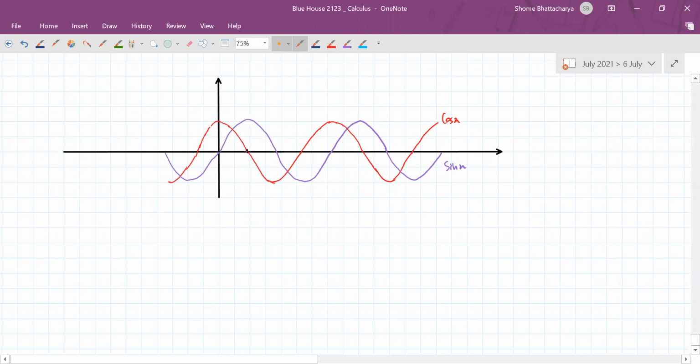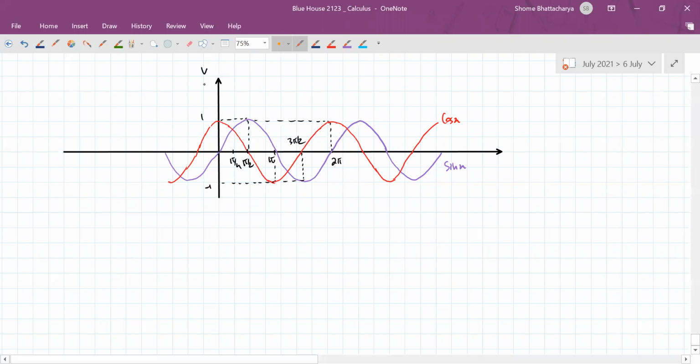So you can see here that this point is pi by 2. This point where they're exactly equal is pi by 4. This point becomes pi. This reaches minus 1. This point is 3 pi by 2. This point is 2 pi. And then this whole cycle repeats.